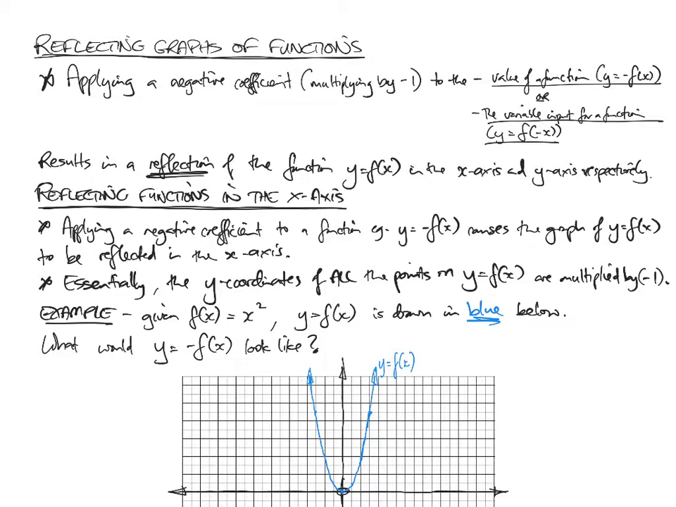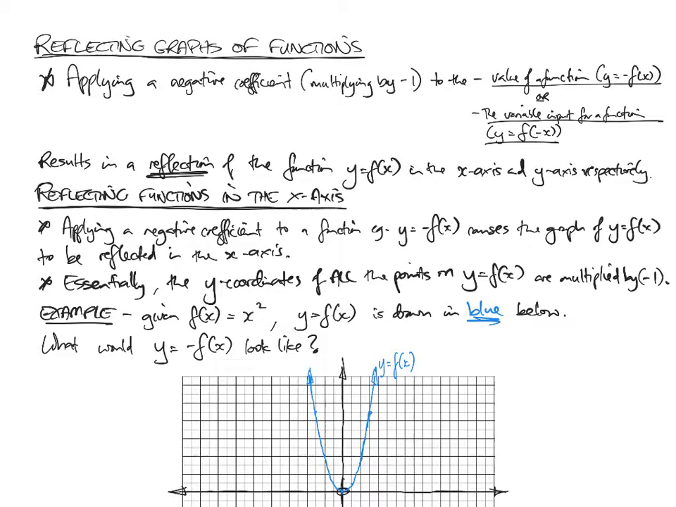This is another video. This one is on reflecting graphs of functions. This is the last transformation we need to worry about that can be applied to graphs of functions. Unfortunately, we continue quadratics after this. It never ends. Okay. So a reflection happens when you apply a negative coefficient.